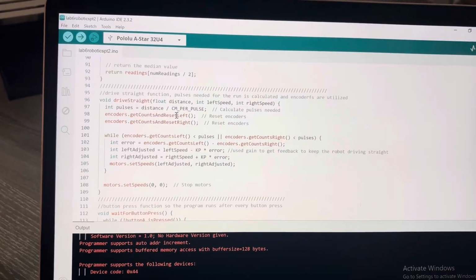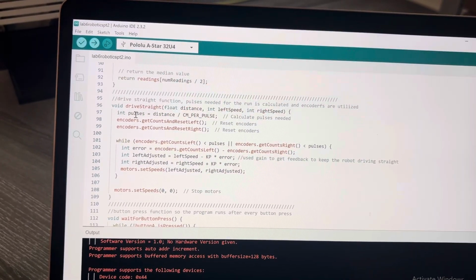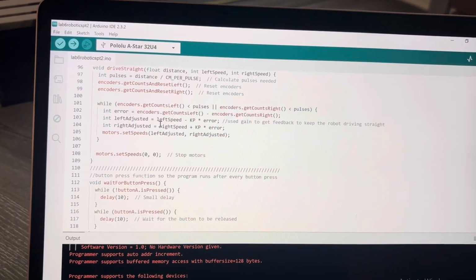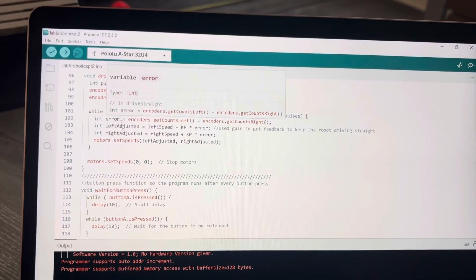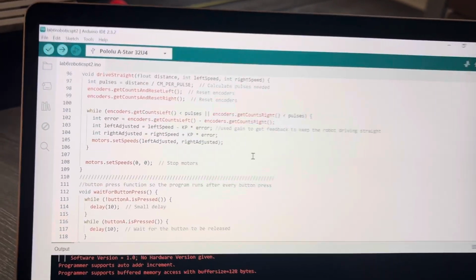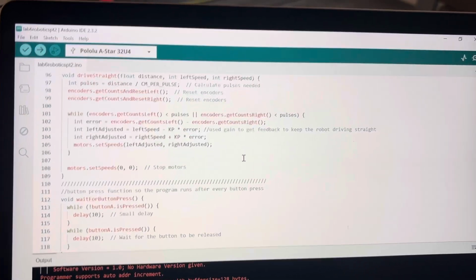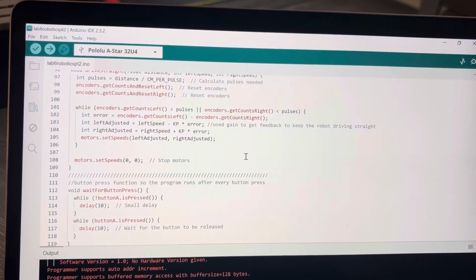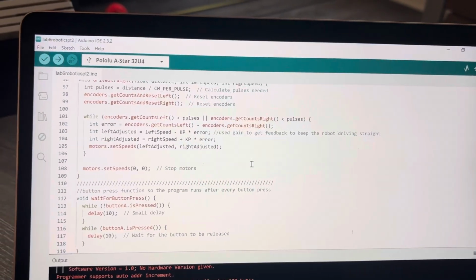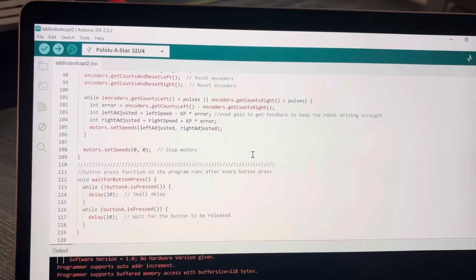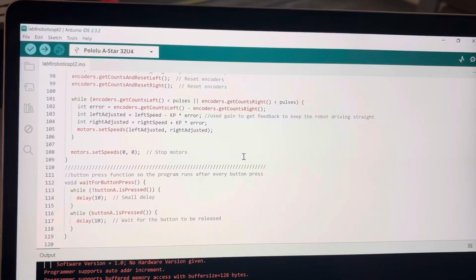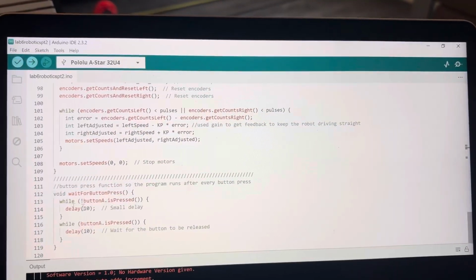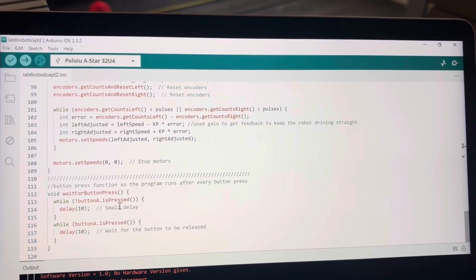There, take the reading. Then I have my drive straight function, calculate my pulses required. Then reset the encoders. While loop for the encoders. So I added the KP for the gain. I use gain to get real-time feedback so that the robot will drive straight, because my left motor is weak, so it corrects it so that the right isn't overpowering the left motor. Then I just have my wait for button press function.